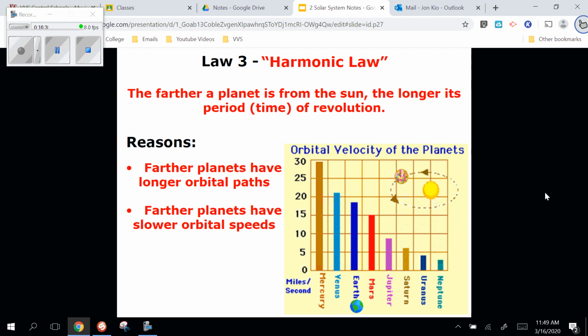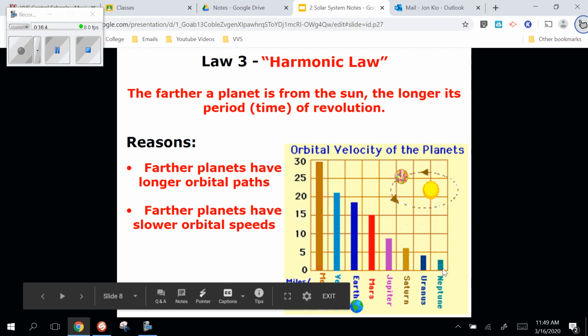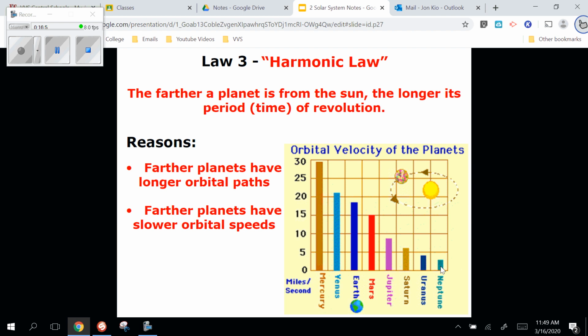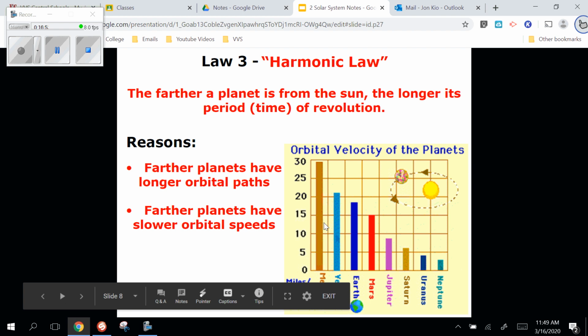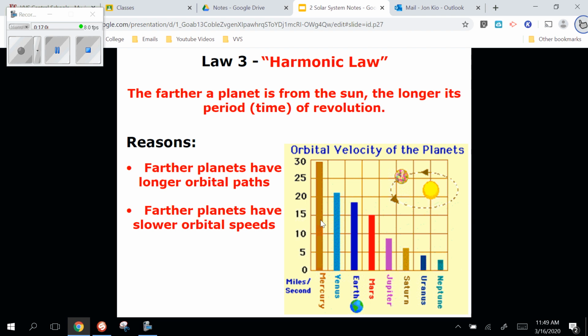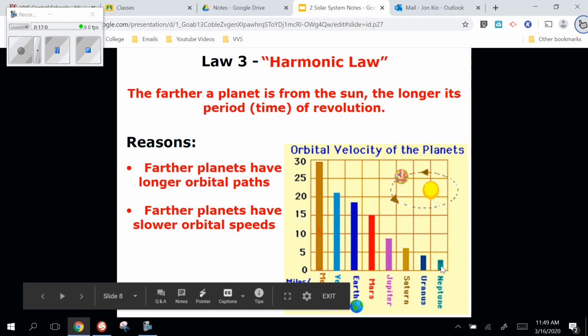That's why we have Neptune taking 165 years to get around the sun, where Mercury takes 88 days. Neptune is a lot further away, so it has a bigger path to take around, and it's a lot further, so it's moving slower in its orbit.